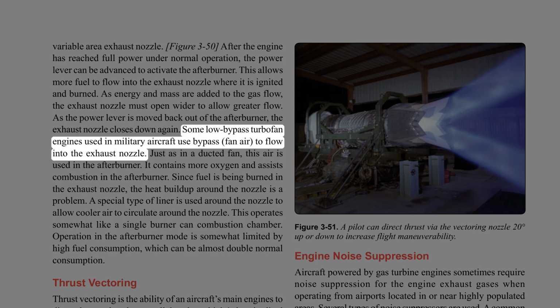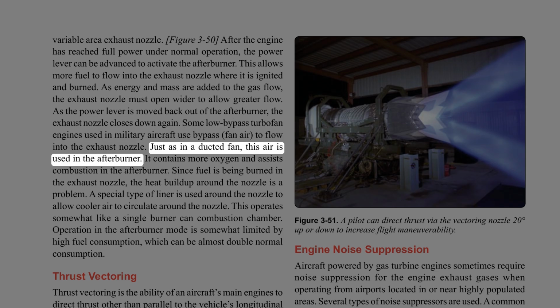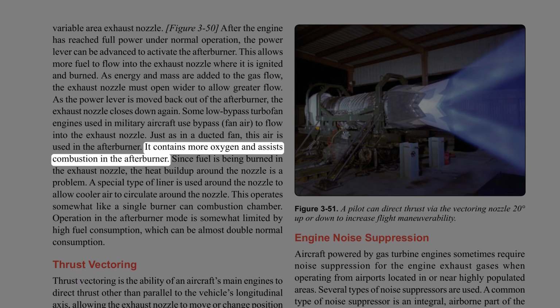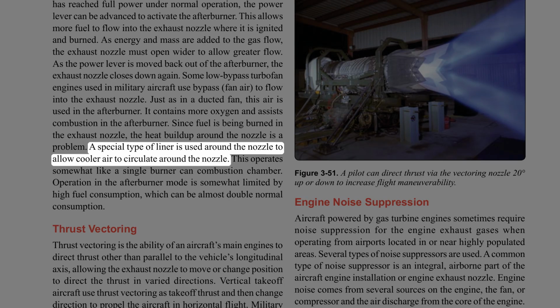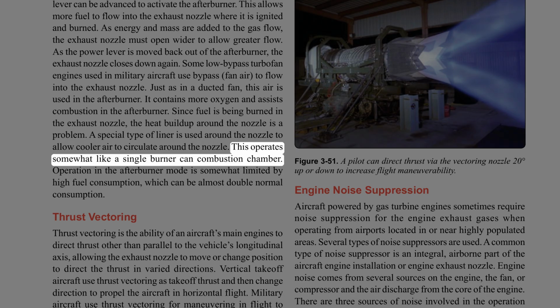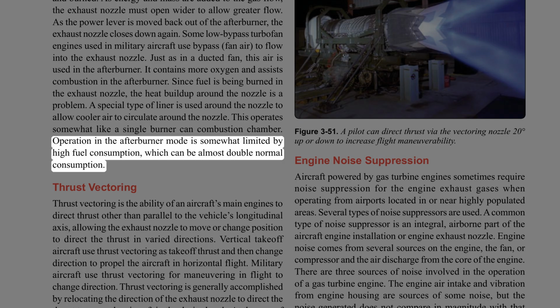Some low-bypass turbofan engines used in military aircraft use bypass fan air to flow into the exhaust nozzle. Just as in a ducted fan, this air is used in the afterburner. It contains more oxygen and assists combustion in the afterburner. Since fuel is being burned in the exhaust nozzle, the heat buildup around the nozzle is a problem. A special type of liner is used around the nozzle to allow cooler air to circulate around the nozzle. This operates somewhat like a single burner combustion chamber. Operation in the afterburner mode is somewhat limited by high fuel consumption, which can be almost double normal consumption.